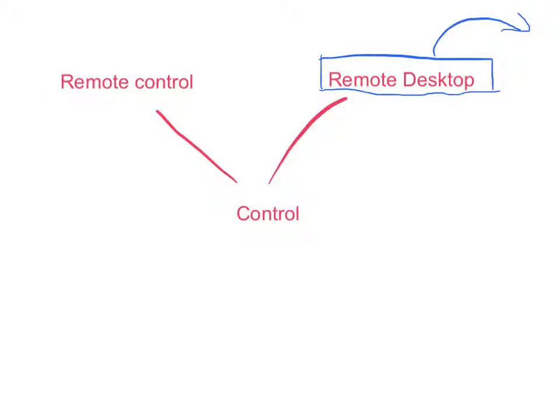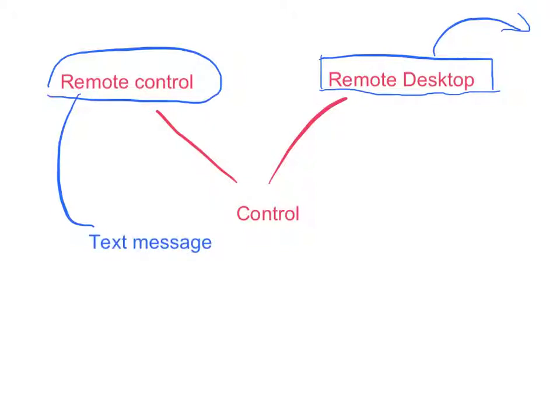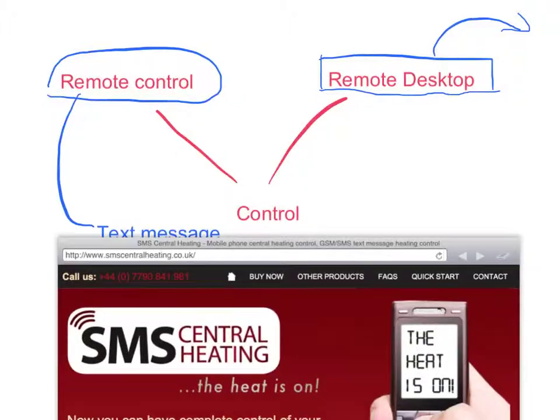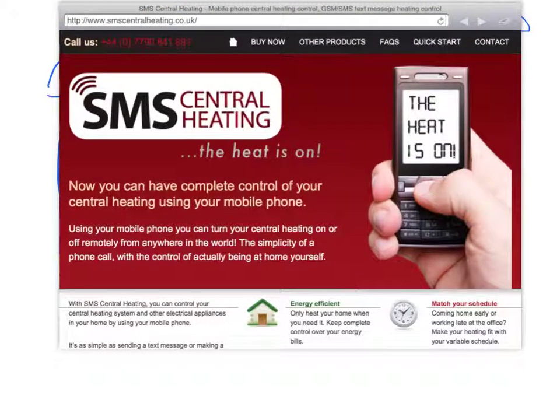Now, remote control in other situations could be, for example, a text message to your boiler to tell your boiler that it needs to switch off. Say that you're out and about. There are systems now that allow you to text your boiler and actually get your boiler to switch off at a given time according to certain commands. Here I'll show you an example of what I'm talking about.